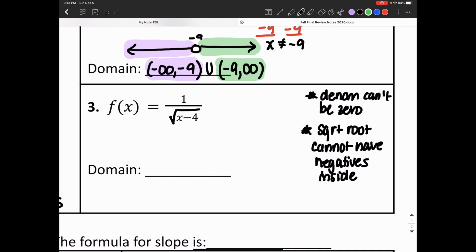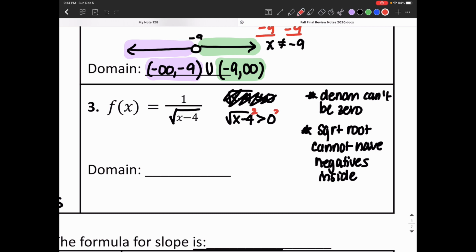So keeping both of those things in mind, I know that x minus 4, the square root of that, cannot be equal to 0. And I know that the square root of x minus 4 from the second restriction has to be greater than or equal to 0. So since it can't be equal to 0, I know it just has to be greater than 0, and then I can ignore that.